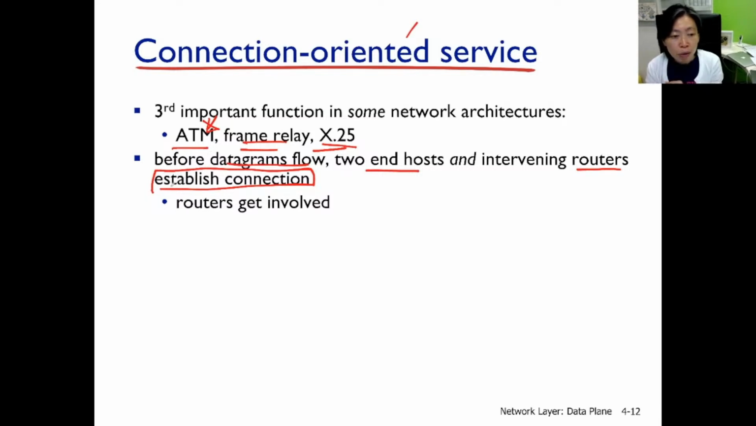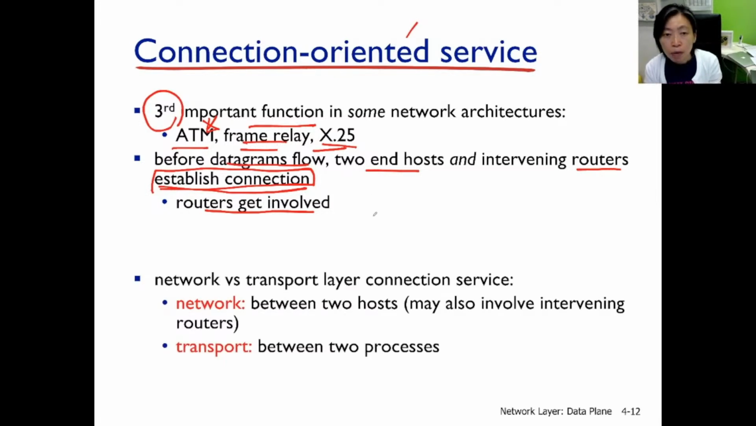Now, to establish such a connection will involve routers, and the involvement is actually quite deep. It's complicated enough. It's the third important function in these systems, on top of routing and forwarding. Now, one last bit I want to talk about is this. We've heard about connection-oriented service as well when we were talking about TCP, right? TCP sends SYN, SYN ACK, and then ACK for the SYN ACK. Hey, that's establishing a connection, right?